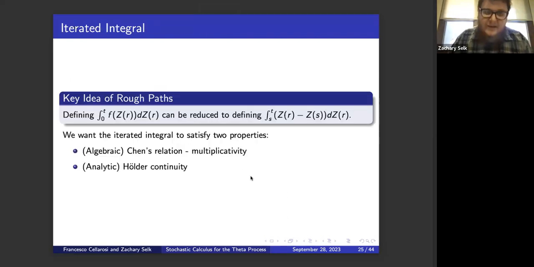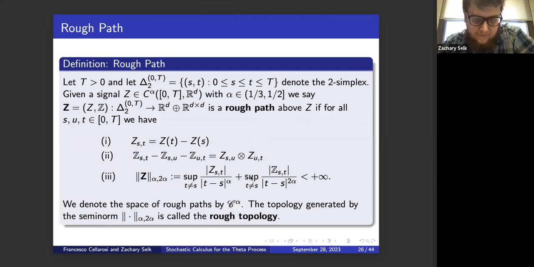So the key idea of rough path theory is that we're able to reduce defining f of z dz to defining z dz. And we really want two properties for this iterated integral to satisfy. We want it to satisfy an algebraic property, which will be Chen's relation, and an analytic property, which is Holder continuity. Let me go to a formal definition of what a rough path is, and I'll pause on this for a little bit and try to explain everything that's going on. A rough path is something that takes in a pair of times, s comma t, and gives you something in this truncated tensor algebra, R^d plus R^{d times d}.